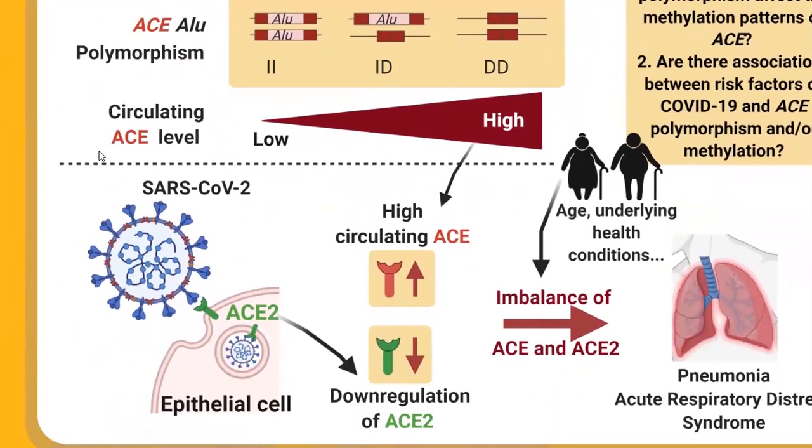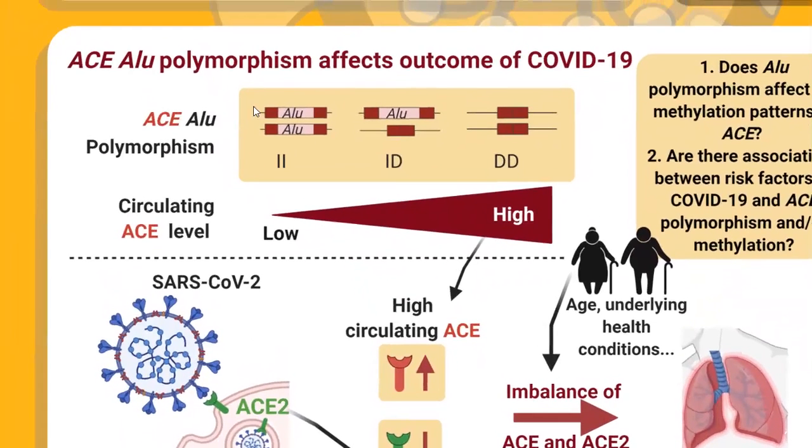As shown here, there are 3 genotypes caused by the Alu insertion events for the ACE gene. And these different genotypes influence the levels of ACE protein product encoded by the gene. Specifically, people carrying the II genotype, which stands for insertion on both alleles, has the lowest circulating ACE level, and the opposite is true for individuals with DD genotype.